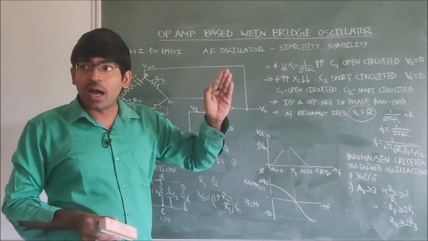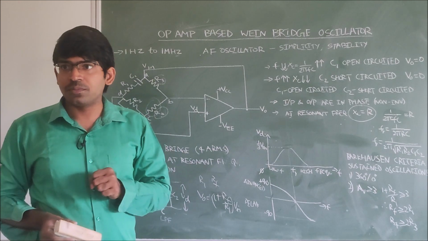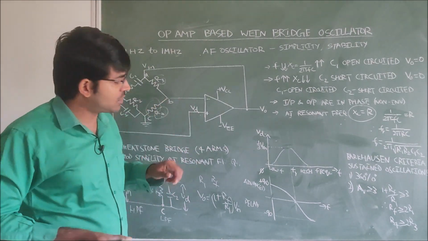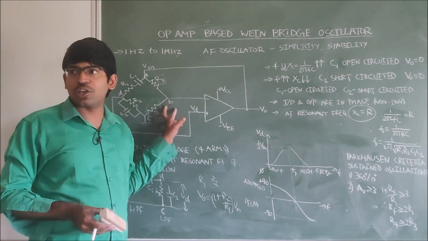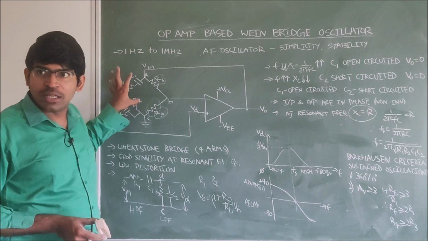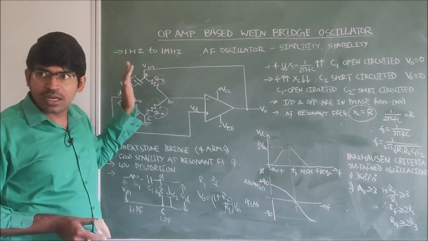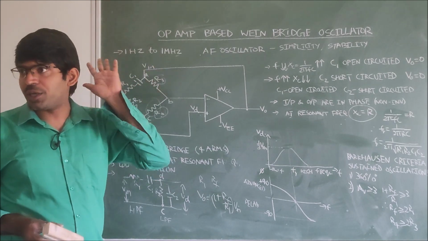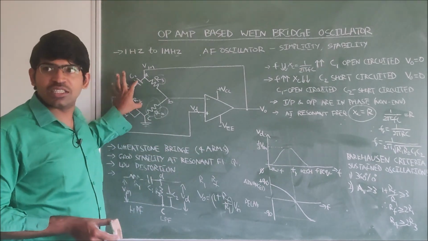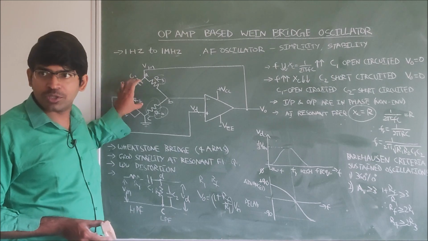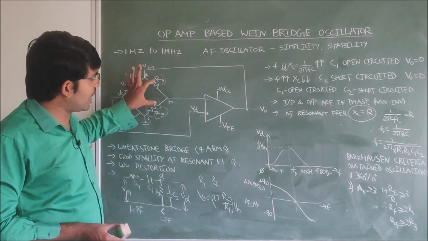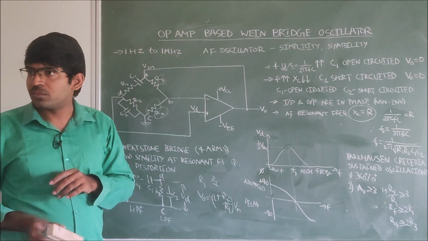The Wein Bridge oscillator we have already discussed. It works in the audio range frequencies. That's why, because we are choosing it for the audio range frequencies, we are taking the RC circuit. These two arms in the Wheatstone bridge concentrate on the resonant frequency. If we want to change the frequency, then we have to change the resistor and capacitor values in these two arms. But the output voltage amplitude will be decided by R3 and R4.